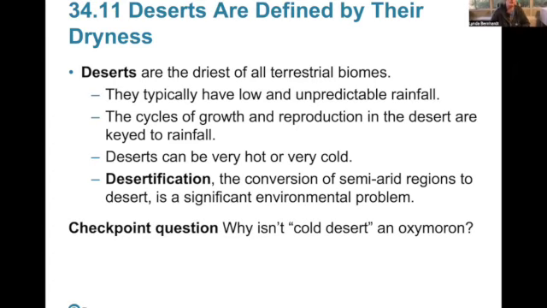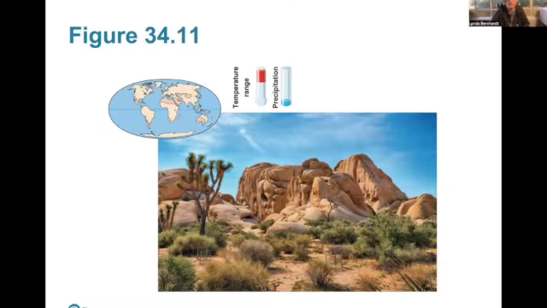Desertification. This is the conversion of a semi-arid region to a desert. This is happening more and more. We have entire areas that are drying up that used to not be. So our deserts are starting to kind of extend. This question asks, why isn't cold desert an oxymoron? Well, pretty much what I just said, because desert does not mean hot. It means dry.